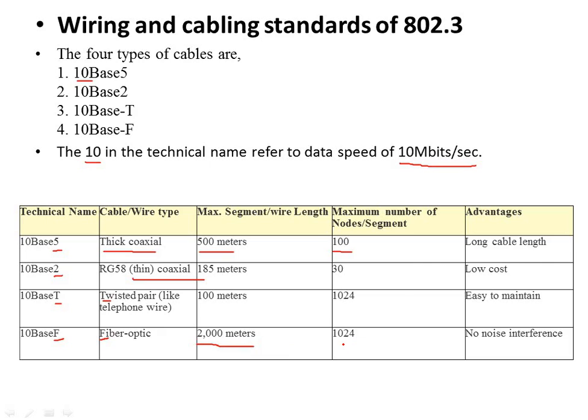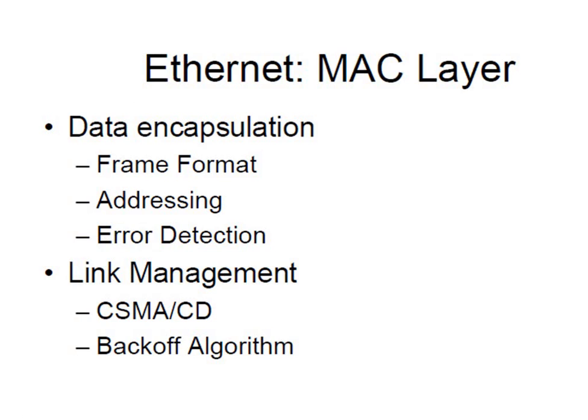So the advantage of 10BASE-T is it is no noise interference. So noise interference is not there. This is also the advantage of fiber optics, because it is an optical signal, so noise interference is comparatively less. Okay, then Ethernet, which works at a MAC layer.